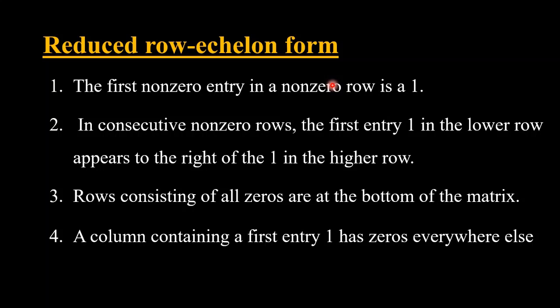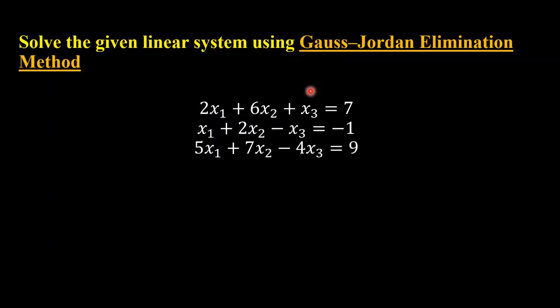Let's consider an example. Solve the given linear system using Gauss-Jordan elimination method: 2x1 plus 6x2 plus x3 equal to 7, x1 plus 2x2 minus x3 equal to minus 1, 5x1 plus 7x2 minus 4x3 equal to 9. We solved this system by using Gauss elimination method in the previous lecture, so here also we consider the same system.